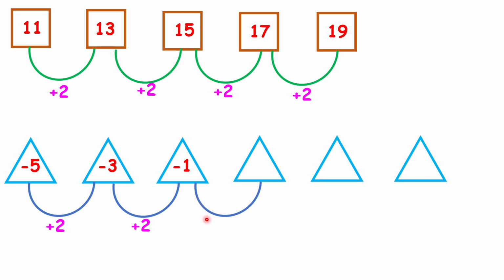Again, we have to add 2 to the previous number -1. That means -1 plus 2 is nothing but 2 minus 1, which is 1. Again, we have to add 2 to the previous number 1. That means 1 plus 2 is nothing but 3. To find the next number, we have to add 2 again. 3 plus 2 is nothing but 5.